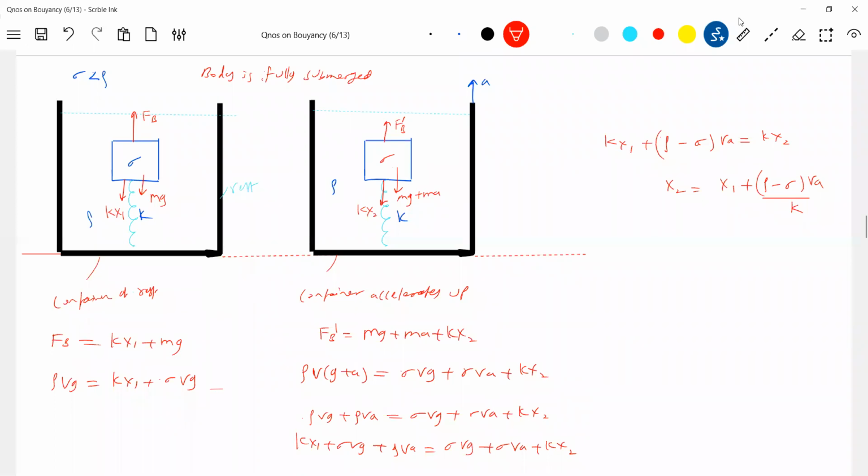Sigma less than rho, or rho greater than sigma, only then is the body in this condition. So rho is greater than sigma. So definitely x2 is greater than x1. So the elongation of the spring will further increase. See, it is totally submerged. It is already fully volume immersed. So I need not change anything.